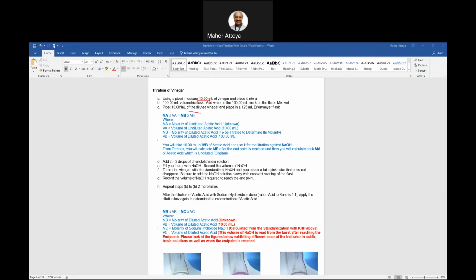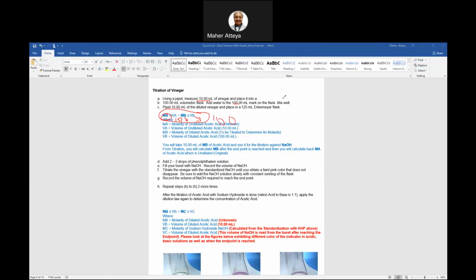So then you input the dilution law, the molarity of the concentrated or undiluted acetic acid. That you don't know. This comes from the jar, from back there. You took 10 ml out of it. This is 10. Okay. This one here, you will use it to titrate with sodium hydroxide. This one is your 100 ml, correct?